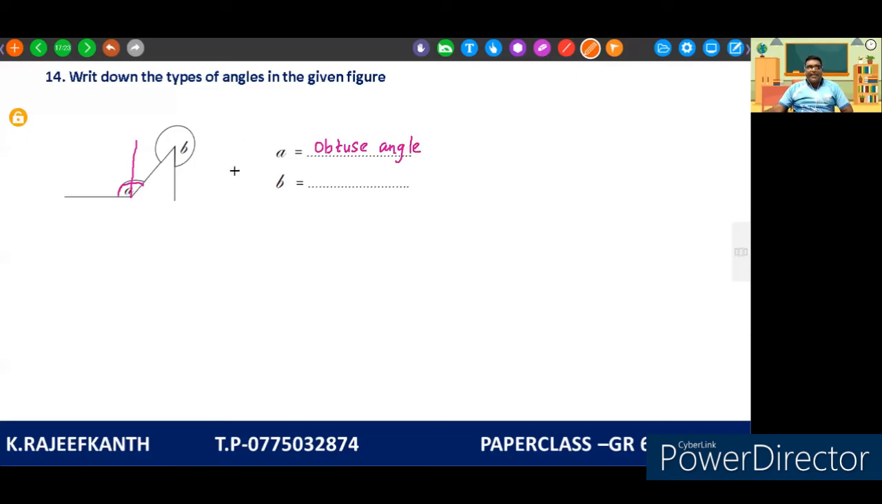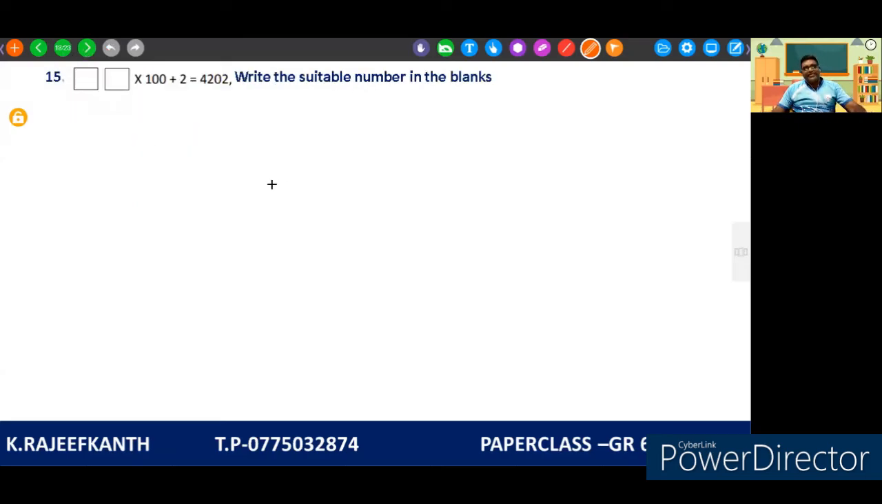Then angle B, here we can see this is the reflex angle because this is more than two right angles. That means that is more than a straight angle, right? So what is the type of angle B? That is reflex angle. Then angle A is obtuse angle, angle B is reflex angle. Then question number 15.